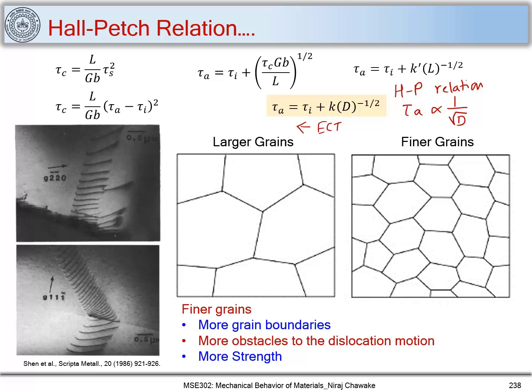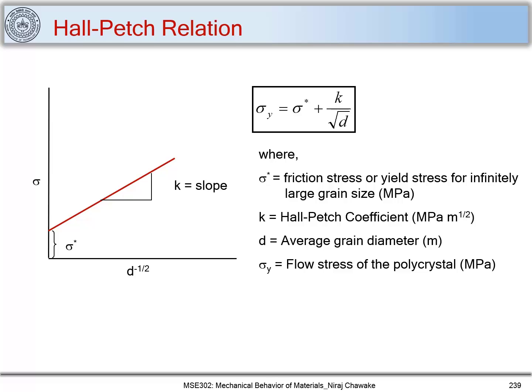Now let's move further and try to understand this relation. Now here we have replaced this tau A as sigma y, and tau y as sigma star, which is nothing but a friction stress or a yield stress for infinitely large grain size, plus K upon square root of d. Where K is the Hall-Petch coefficient, whose units are MPa meter to the power 1 by 2, and d is the average grain size here, and sigma y is the flow stress of a polycrystalline material.